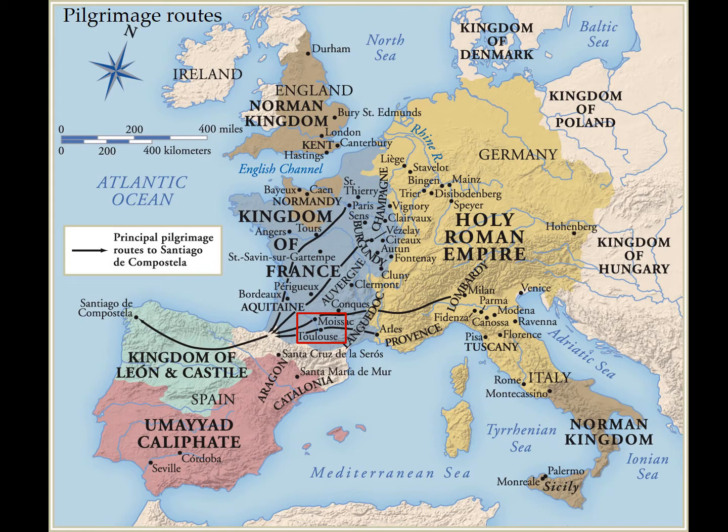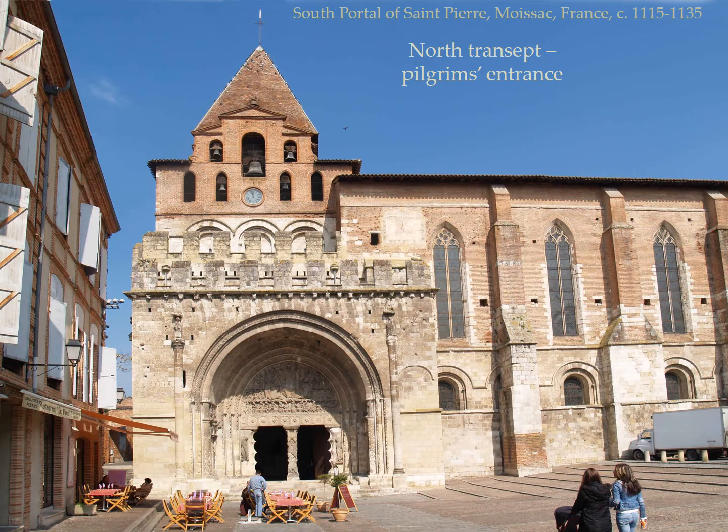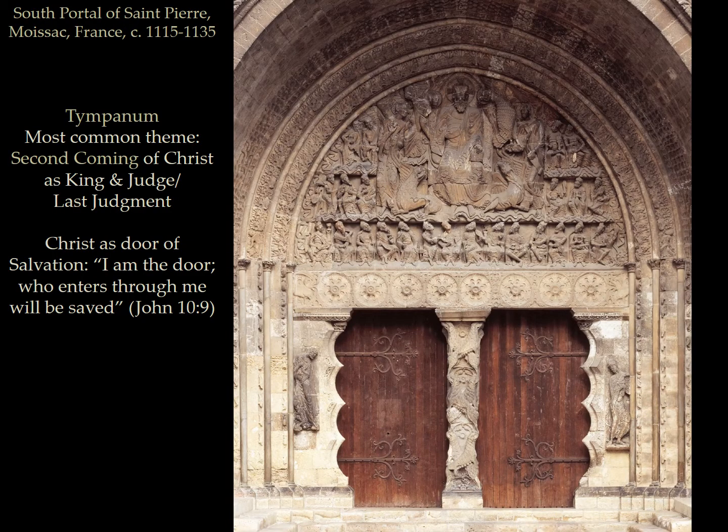An example of this can be found at Saint-Pierre-et-Moissac, another city and church along the pilgrimage route to Santiago de Compostela. In the entryway for pilgrims, we have a scene that will develop into a Last Judgment format shortly. The tympanum, again, is the largest area above the doorway, giving us the largest space and place to showcase these iconographic motifs. Here, the most common theme found on these church tympana will be the second coming of Christ, shown here as the king and judge of the Last Judgment.